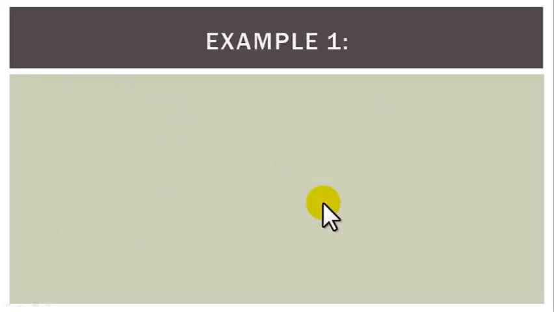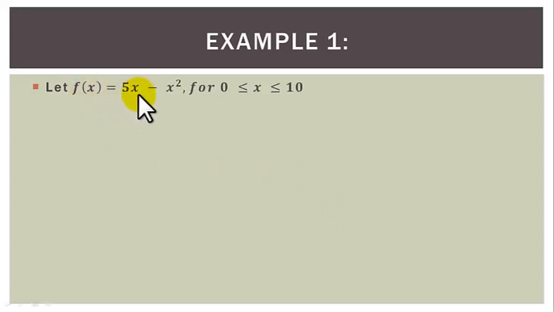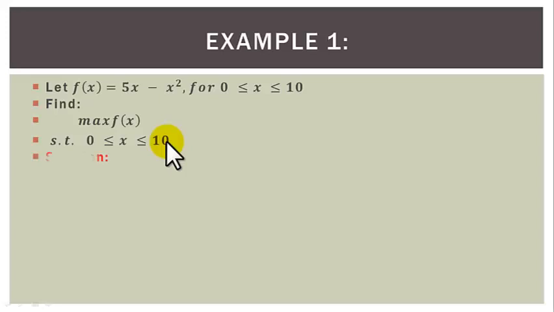Example number 1. Let f of x equal to 5x minus x squared be defined over the interval x greater than or equal to 0, less than or equal to 10. Find max f of x subject to x greater than or equal to 0, less than or equal to 10. Solution.